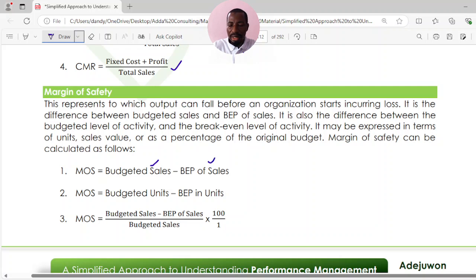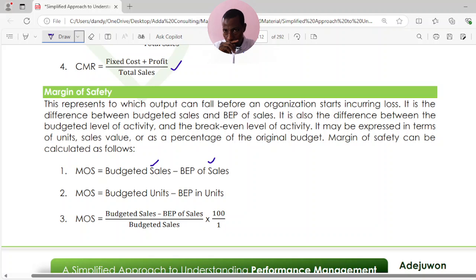So margin of safety is budgeted sales minus break-even point of sales. This may be in naira, it can also be in units. If it is in units, then budgeted sales units minus break-even point in units. Then, of course, it can also be computed in percentage, which is budgeted sales minus break-even point of sales, divided by the budgeted sales. That will give you the percentage of the margin of safety.